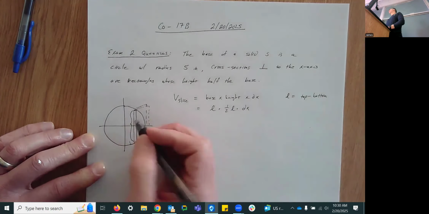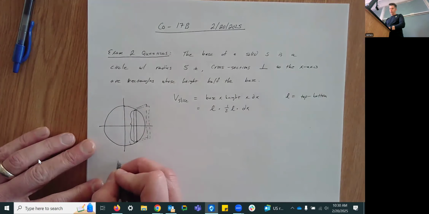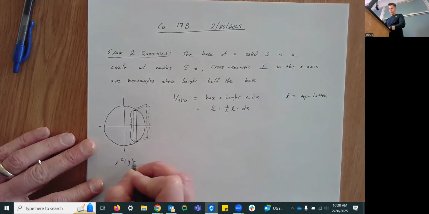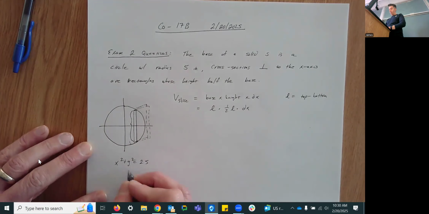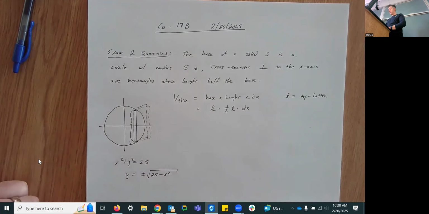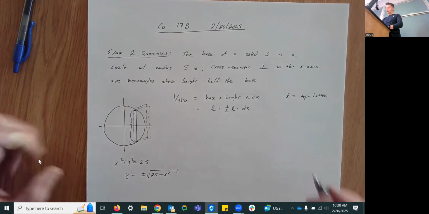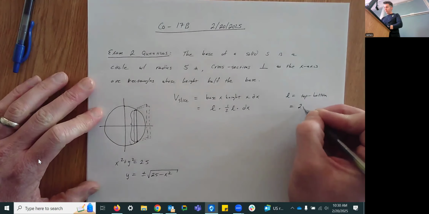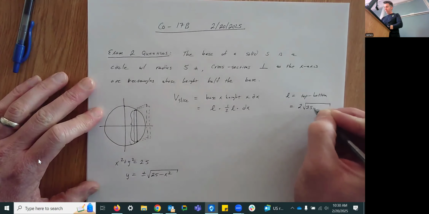We could write the equation, right? The equation of the circle is x squared plus y squared equals 25. Solving for y, we get y equal to plus or minus the square root of 25 minus x squared. So then the top is the plus part, the bottom is the minus part, and the top minus the bottom is going to be 2 times the square root of 25 minus x squared.